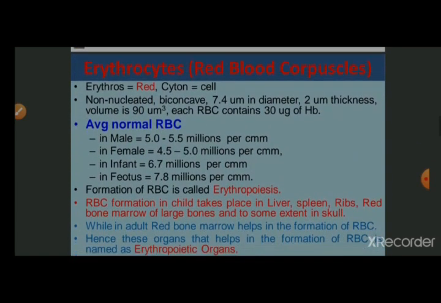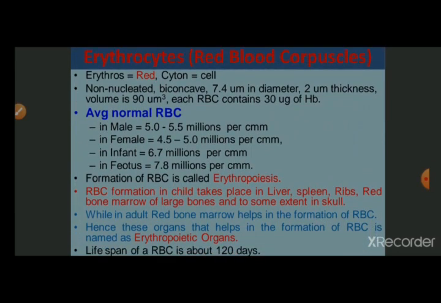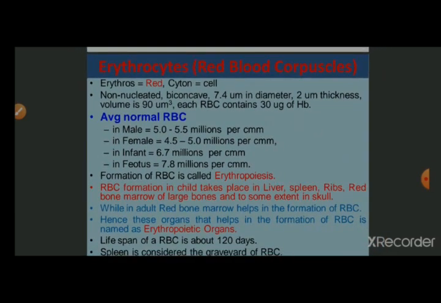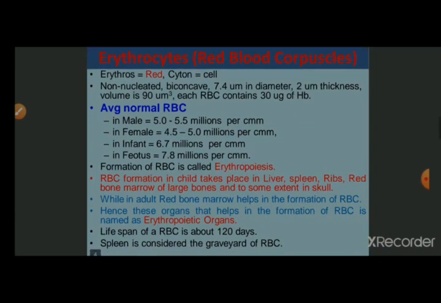In the blood corpuscles we are going to see the first one, that is erythrocytes, or you can say RBC, red blood cells. Erythrocytes: erythro means red, cytes means cells. Erythrocytes are without nucleus. They do not have mitochondria, endoplasmic reticulum, or you can say cell organelles are absent. It is biconcave, 7.4 micrometer in diameter, 2 micrometer in thickness. Volume is about 90 cubic micrometer, and each RBC contains about 30 picogram of hemoglobin.